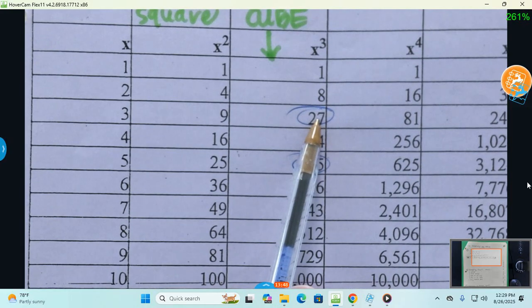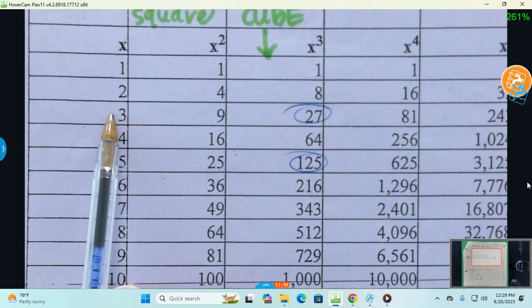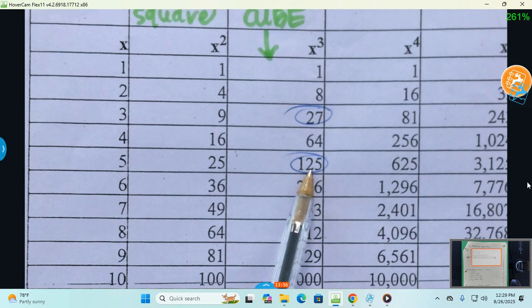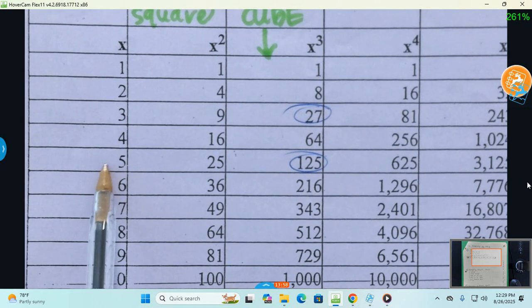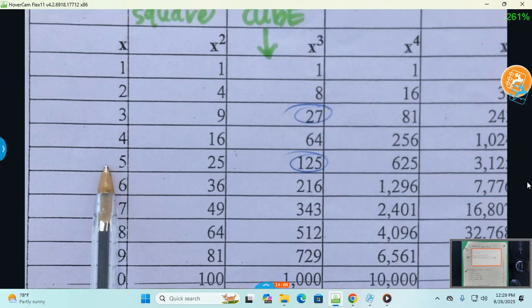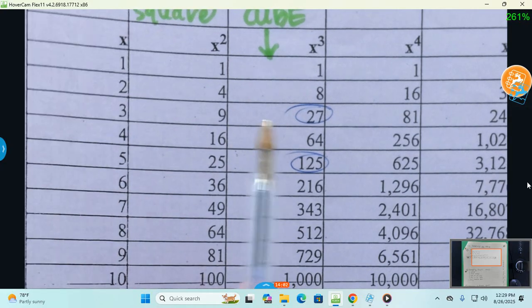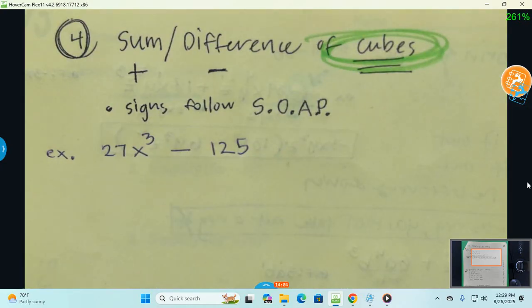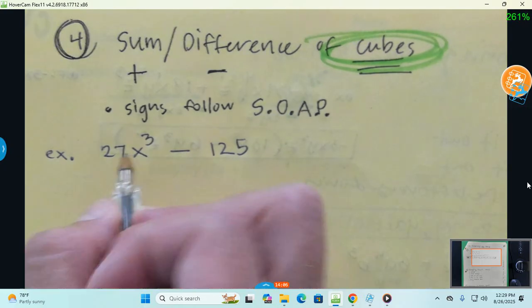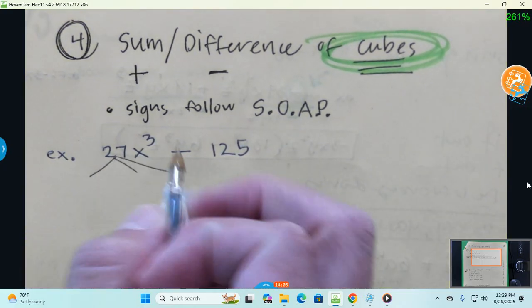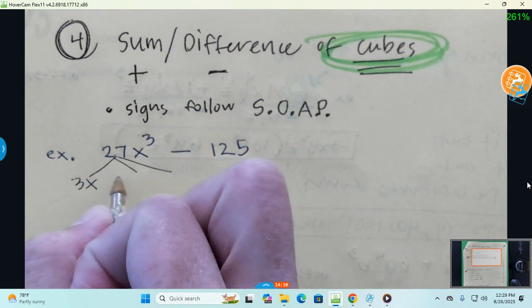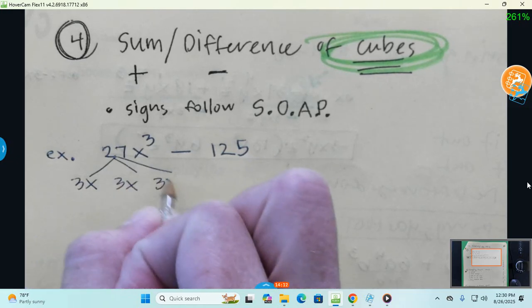Now, let me show you how you use the sheet. You find 27, and you go all the way over to the left, and that tells you that 3 cubed is 27. And then you find 125, and you go all the way to the left, and you find that 5 cubed is 125. So you're going to break it down similarly to what we did in the previous example. So I'm going to split this into 3 parts. It's going to be 3x, 3x, and 3x.